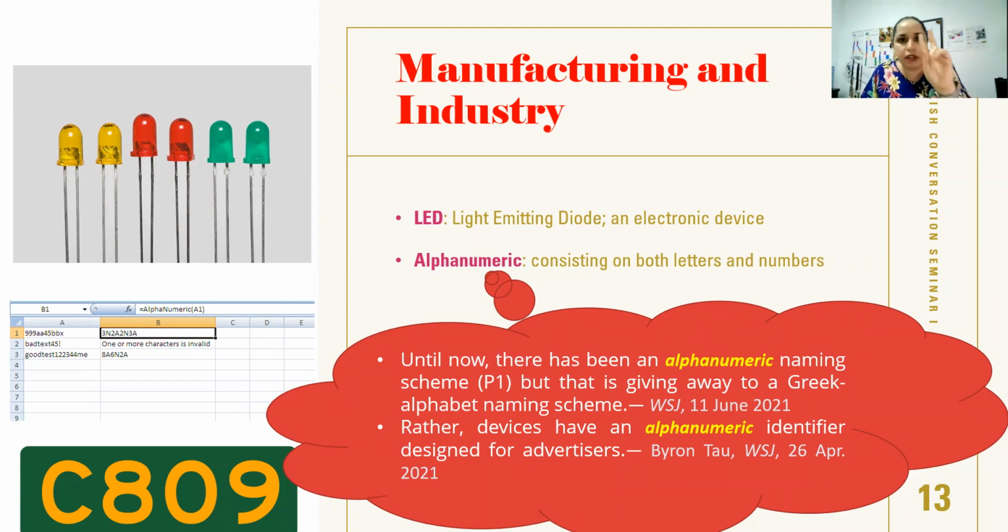I'm going to go ahead and read it a second time, fast. Until now, there has been an alphanumeric naming scheme, P1, but that has given way to a Greek alphabet naming scheme. Rather, devices have an alphanumeric identifier designed for advertisers.